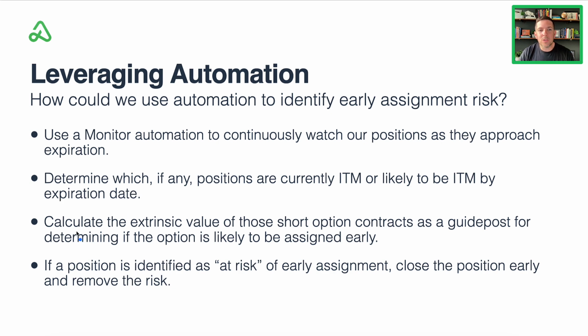And then we're going to calculate the extrinsic value of those short option contracts, because if the extrinsic value is really, really low, there's no point in the option buyer holding the contract or reversing the trade. That's when they're most likely to assign the contract. They're most likely to assign the contract when it's in the money and the extrinsic value is super, super low. That is what we can do to determine early assignment.